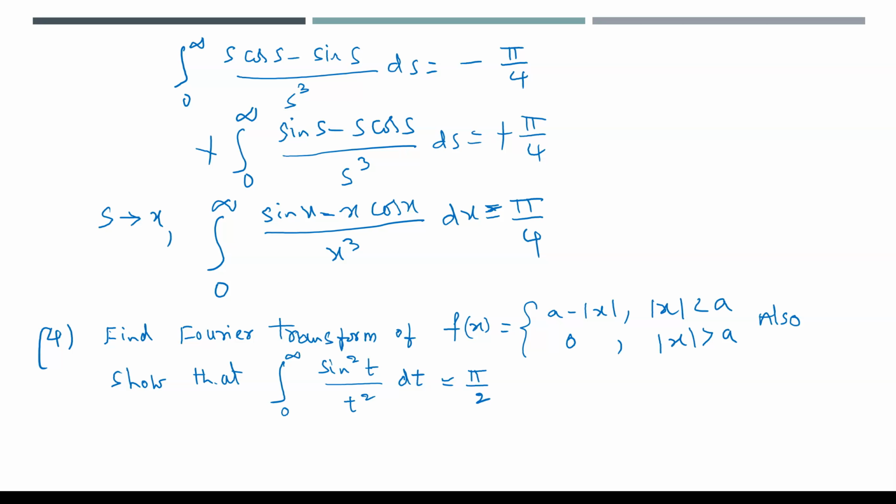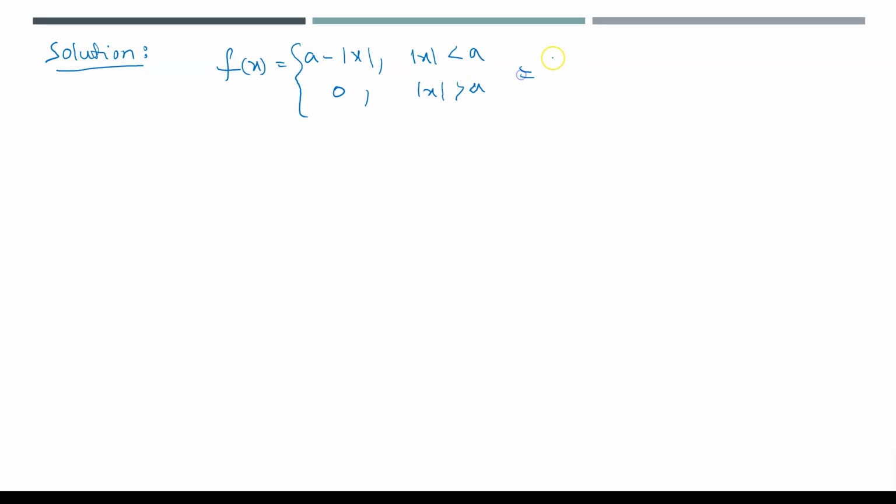Then we evaluate this integral using the formula of inverse Fourier transform. Now first let us write this given function. The given function is f(x) equal to a minus mod x when mod x is less than a, 0 when mod x is greater than a. This can be written as a minus mod x when minus a is less than x is less than a, then 0 for minus infinity less than x less than minus a, and a less than x less than infinity. So in both these intervals this function is 0.